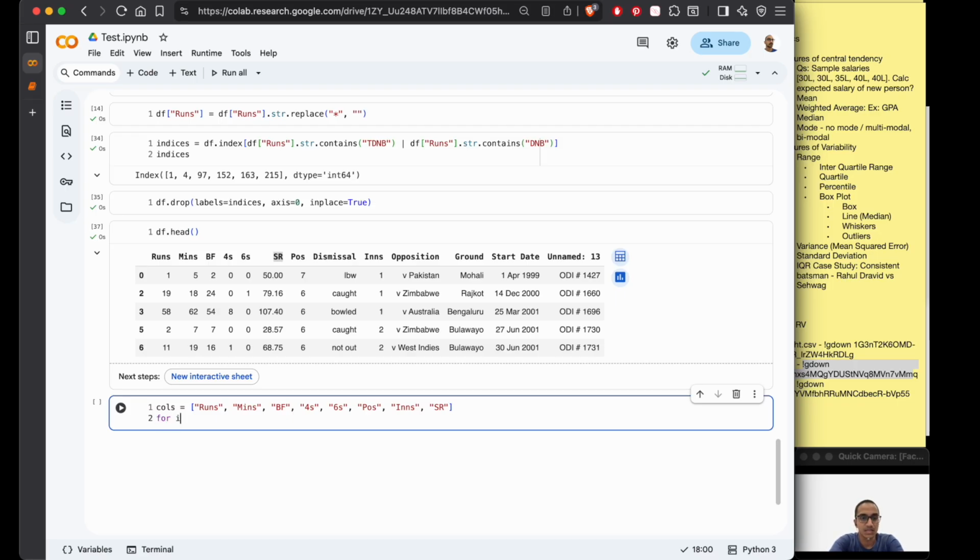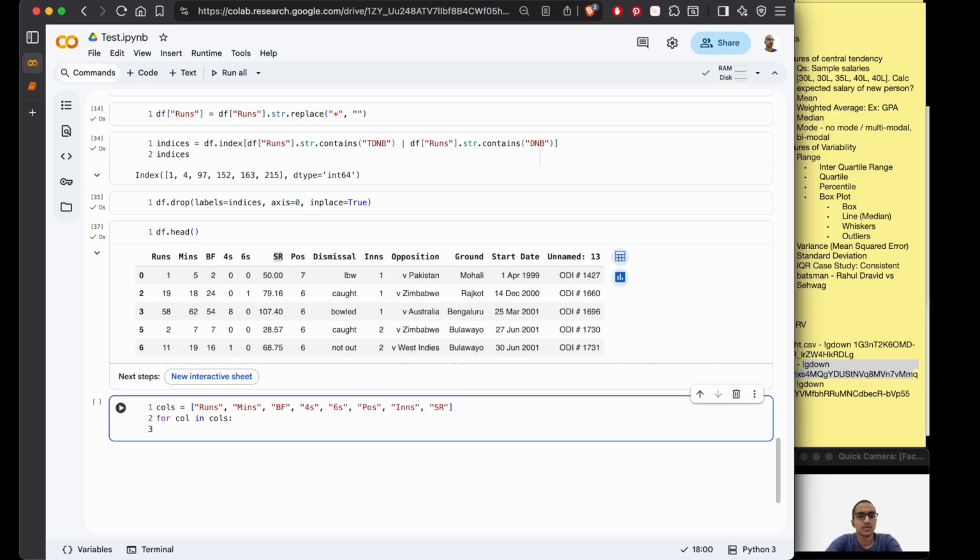So for column in columns, I will do a pd.to_numeric on df[column], which is our column that I'm getting from here. I will reassign this column after I convert it to a numeric column type. I think it is pd.to_numeric.